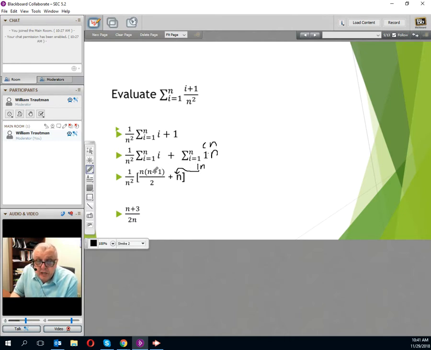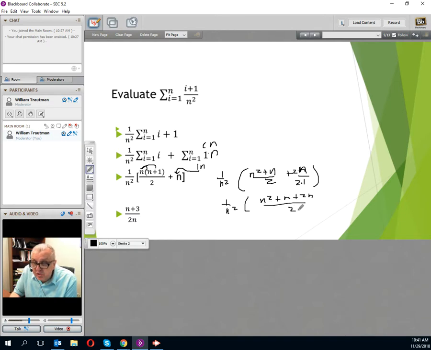So from here, we just do algebra. On the top, if I distribute, I got 1 over n squared times n squared over 2 plus n over 2 plus n. This is the problem. I'm going to put n over 1. Then I'm going to multiply this by 2 over 2 so the denominators are the same. So on top, I have n squared plus n plus 2n. On the bottom, I just have 2. This changes to 3n, so I have 1 over n squared times n squared plus 3n all over 2.